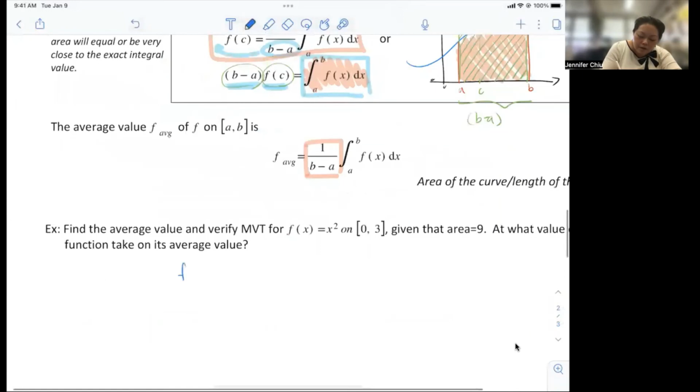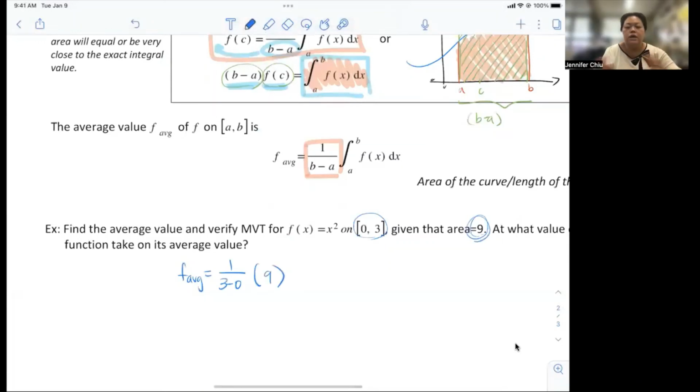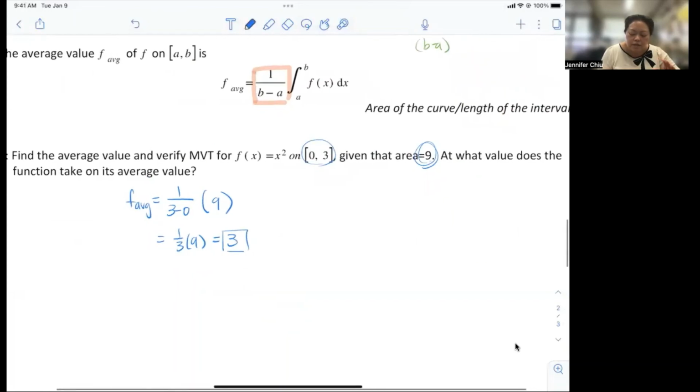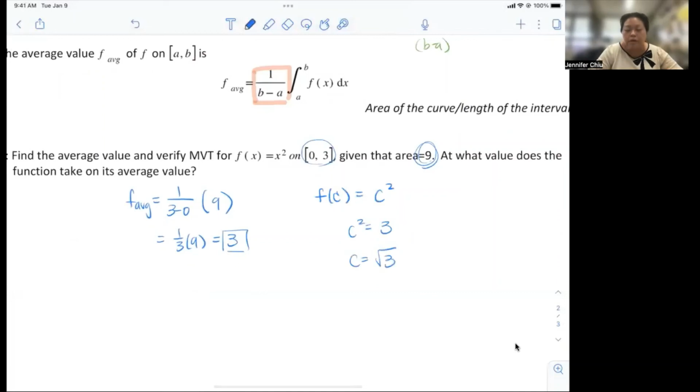So the average value is equal to 1 over the interval b minus a times the area, which is 9. We don't need to do the integral yet. We don't know how to do the integral yet, okay? So 1/3 times 9 equals 3. That's the average value. At what value does the function take on its average value? So take your equation, f of c, which is c squared, and set that equal to your average value. So c equals square root of 3. We don't care about the negative root 3 because it's not in our interval.